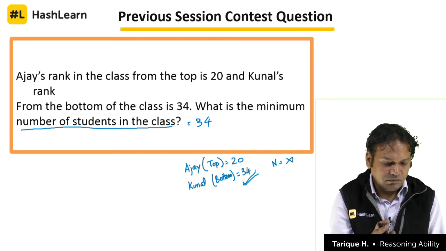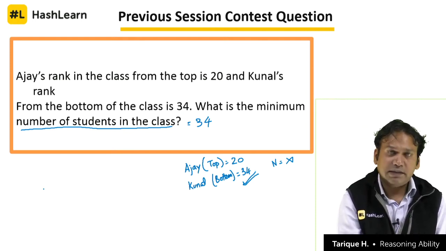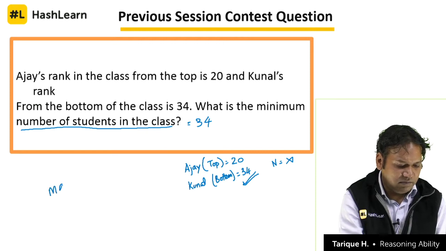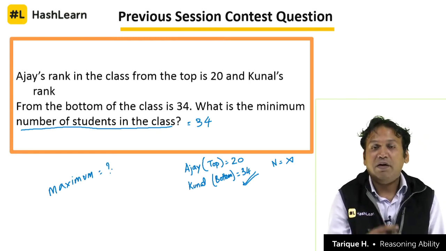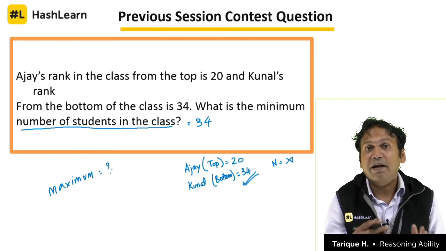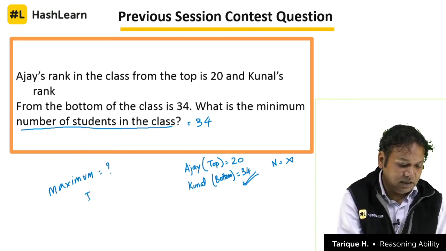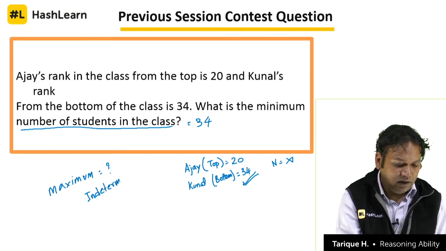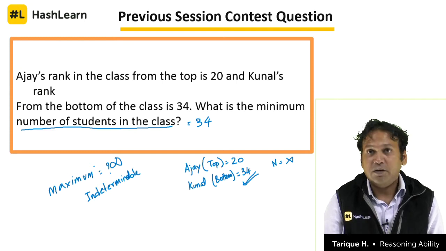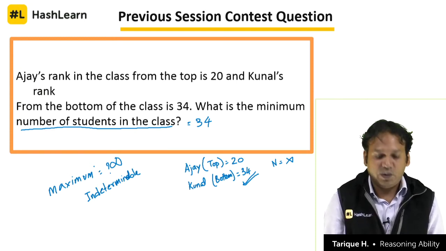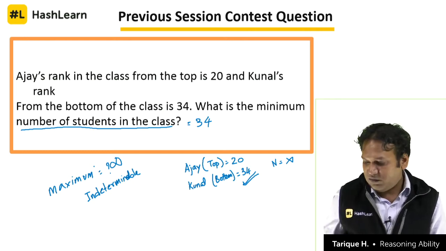Okay. Now, second thing is, suppose they ask the same question, what is the maximum number of students in the class, if nothing is mentioned, the number of students between Ajay and Kunal cannot be predicted, it can be any number of students. So, maximum is indeterminable. There is no way of finding out what is the maximum, or we can say that maximum is infinite. There can be as many students as possible between Ajay and Kunal, clear. Where Ajay's rank from top is 20 and Kunal's rank from bottom is 34.